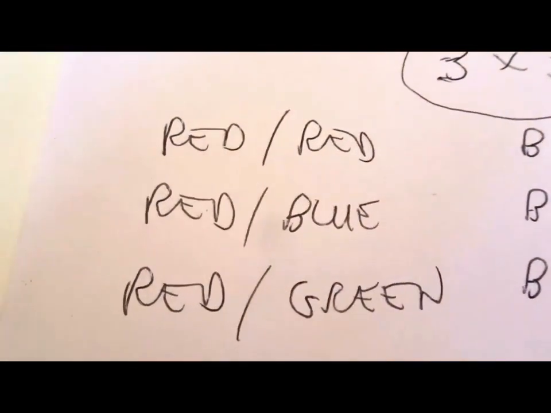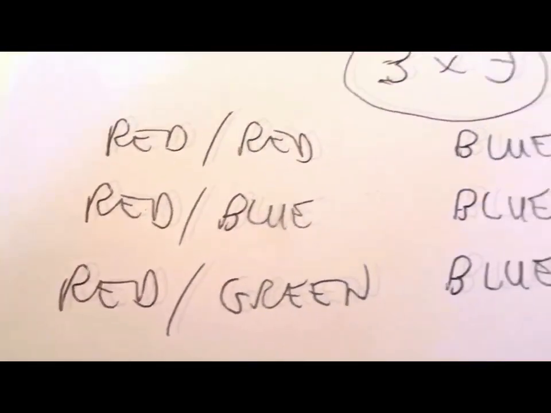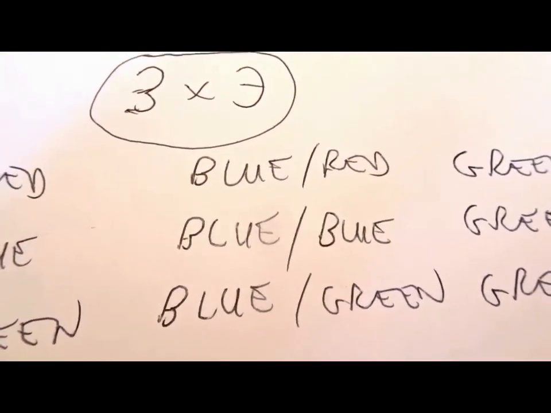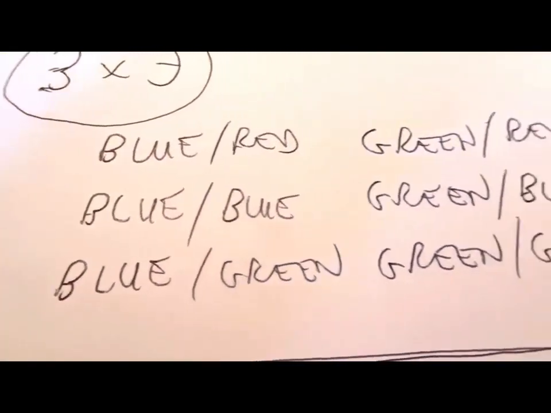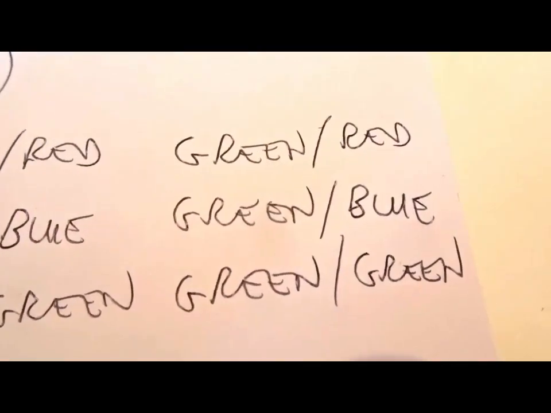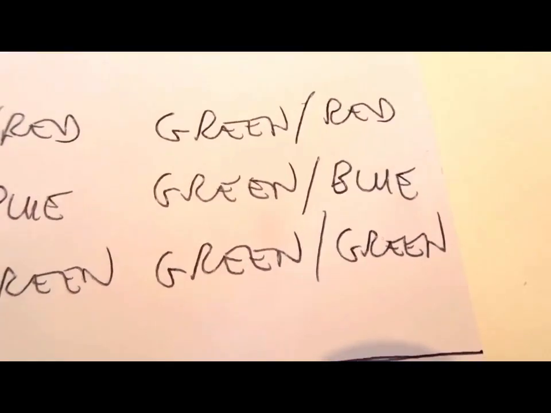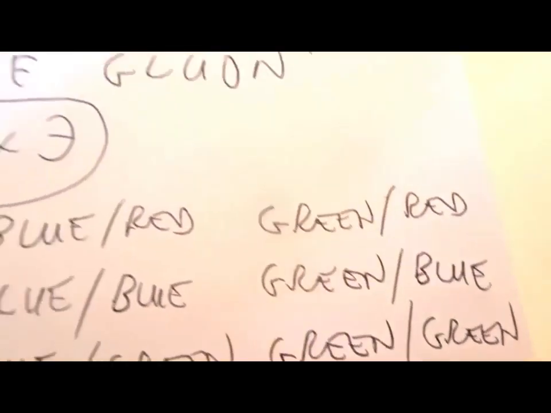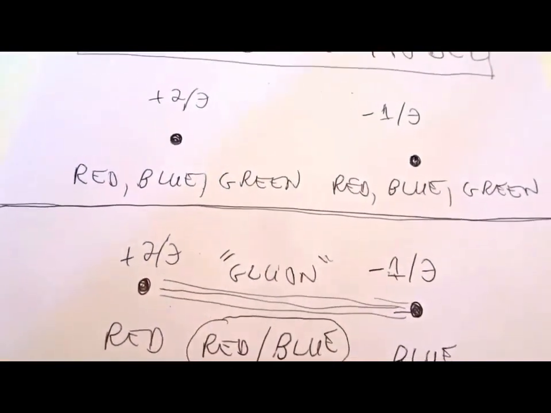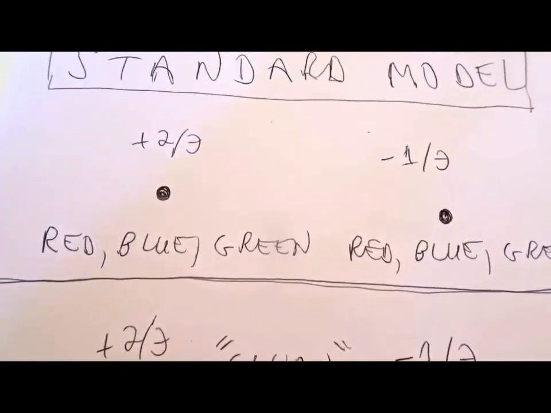We have red-red, red-blue, red-green, blue-red, blue-blue, blue-green, and green-red, green-blue, green-green. So this is all you need to know about the standard model of particle physics.